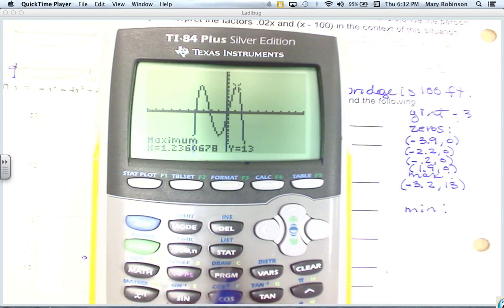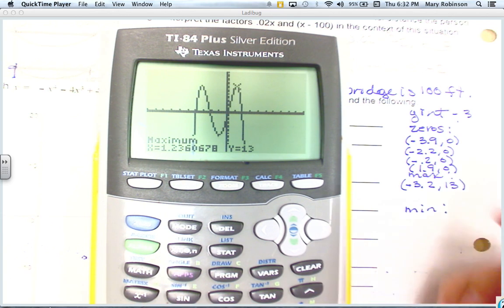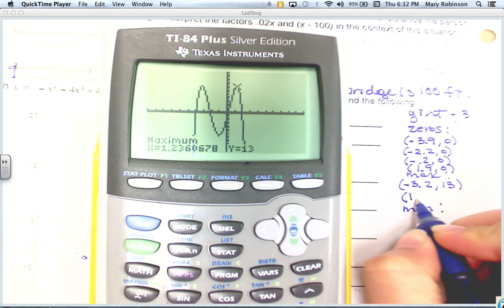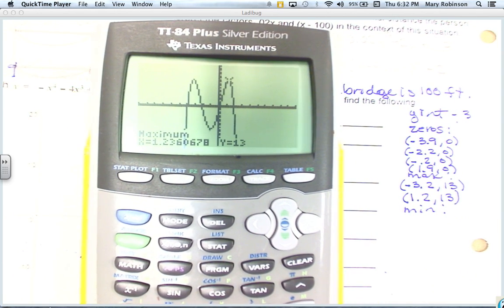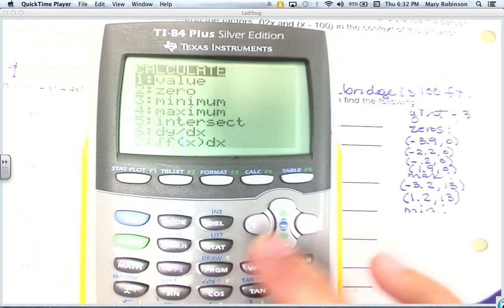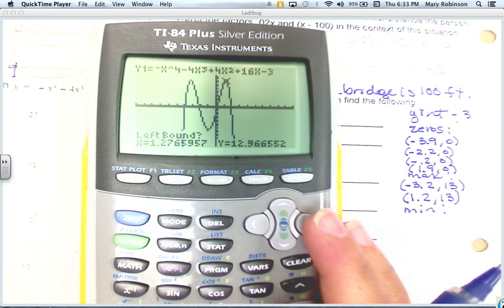It should always say maximum. That's how you know you're done. So our next maximum is 1.2 and 13. Next, for our min, second trace 3 will give us our minimum.